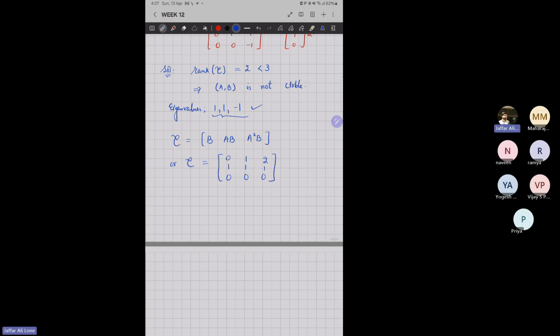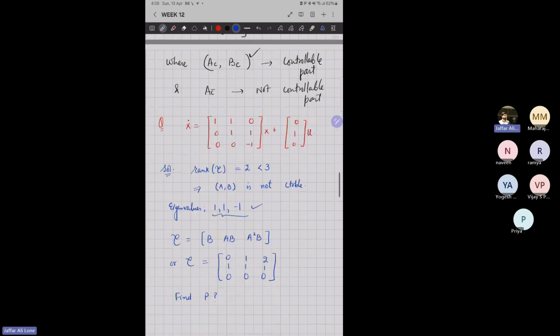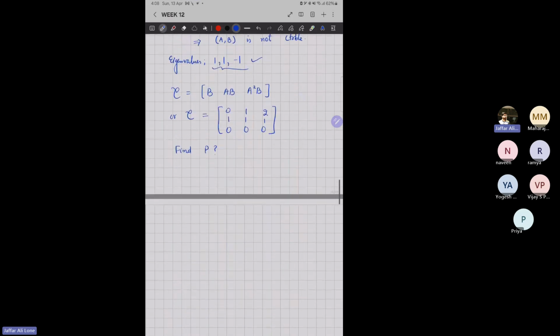Then what we have to do is find P. If we find P, which will be invertible of course, then our task is done. Then PAP inverse will give this, and PB will give this. But the process is that P can be found from P inverse. So we'll find P inverse, then take the inverse of that P inverse, and we'll land at P. Now, how to get this P inverse?